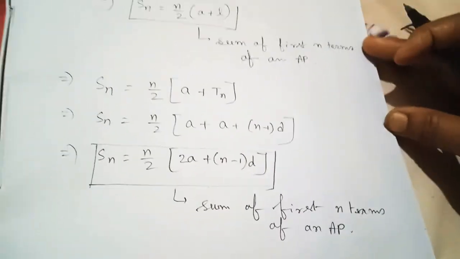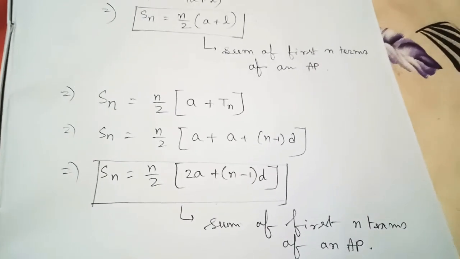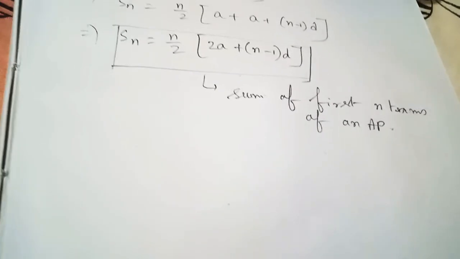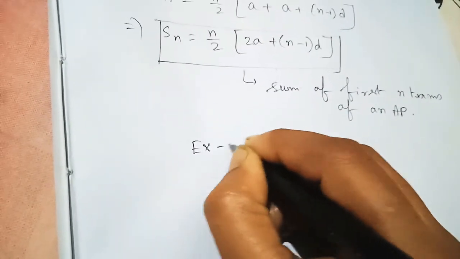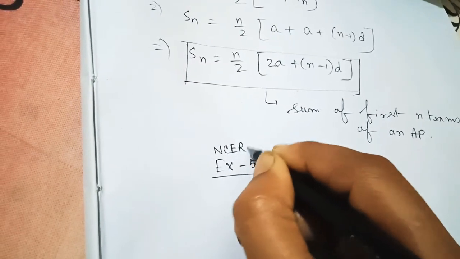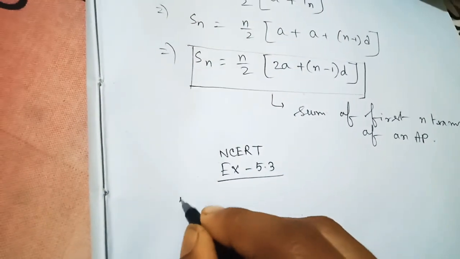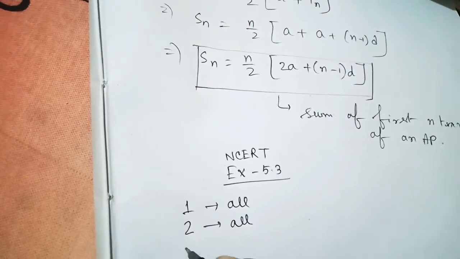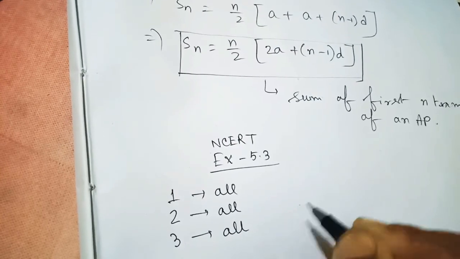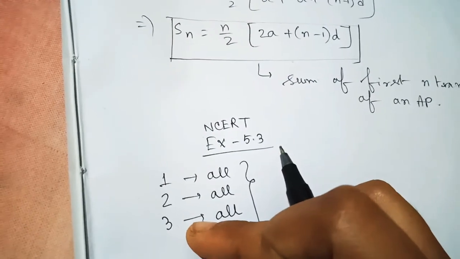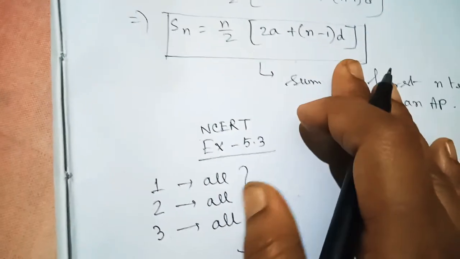So these two are the formulas for the sum of the first n terms of an AP. By using this concept, you can easily do NCERT exercise 5.3. In this exercise, question number 1 all questions, question number 2 all questions, question number 3 all questions. So these three will be your practice work for today's session.